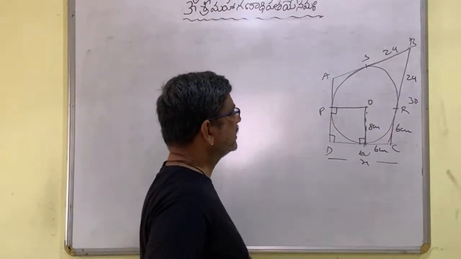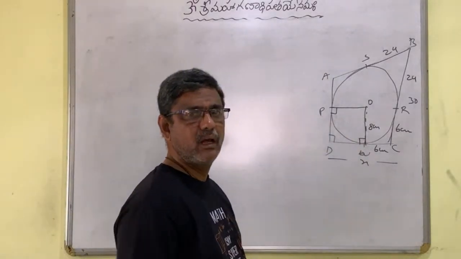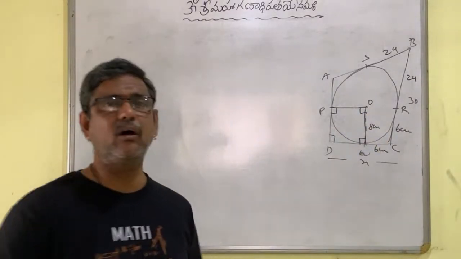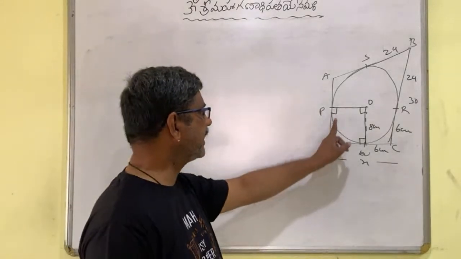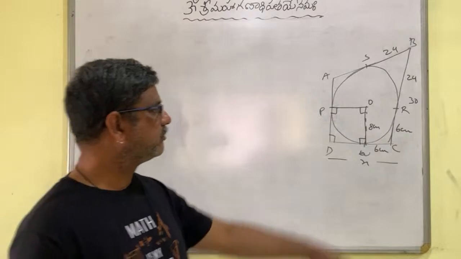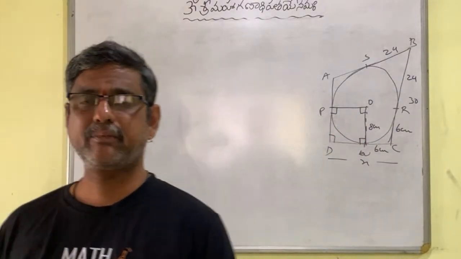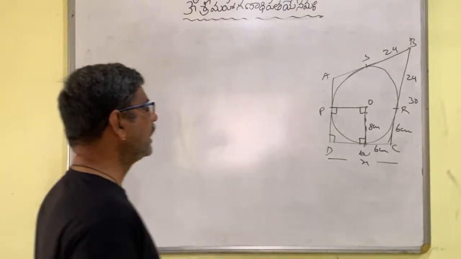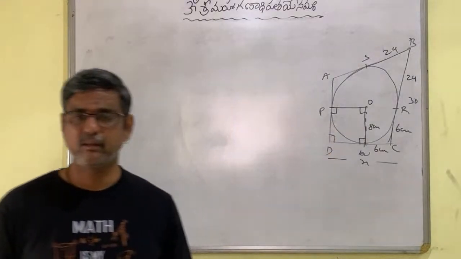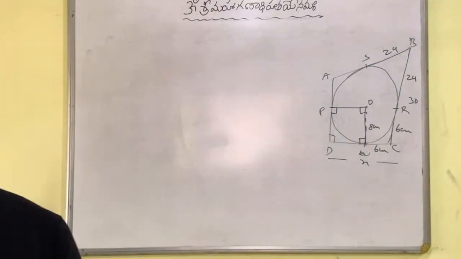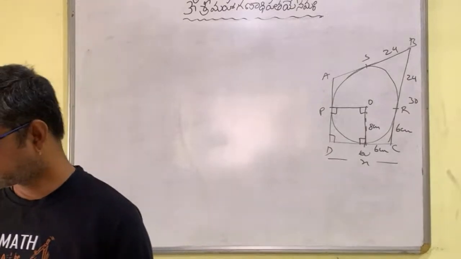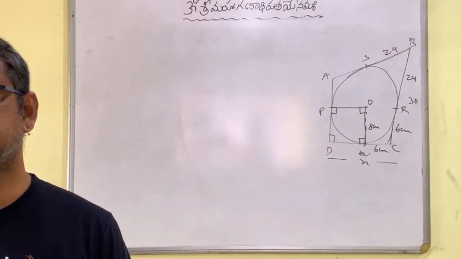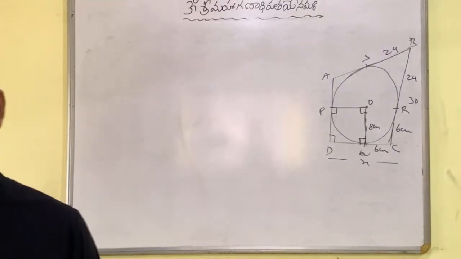Now, since these three angles are equal to 90, automatically the fourth angle is also 90 degrees, by the angle sum property of quadrilaterals. Now, what is DQOP? What is DQOP now? Square. Niharika, is it a square?